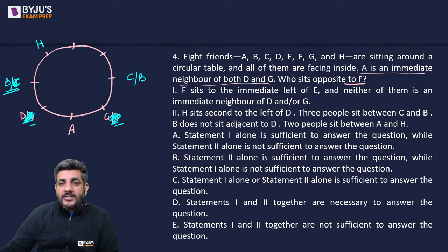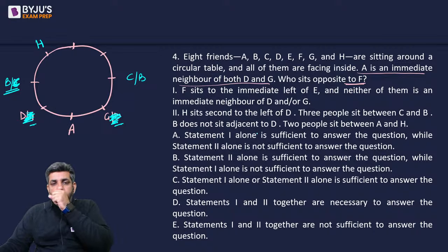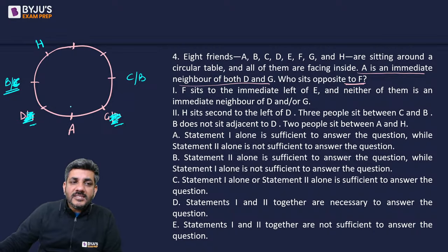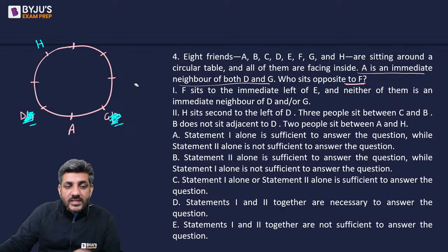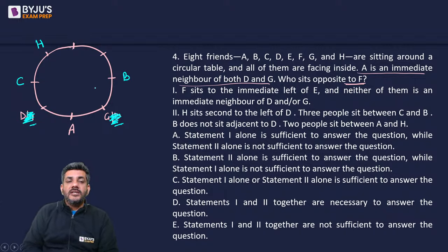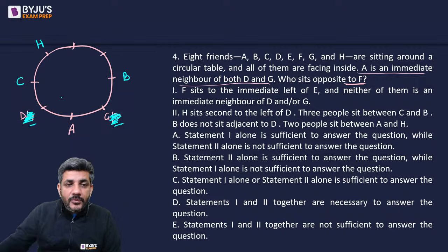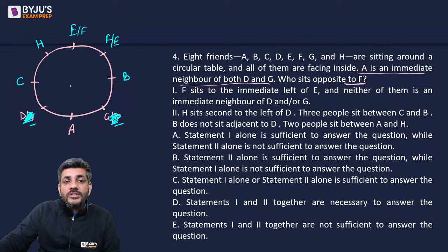And he says B does not sit adjacent to D. B is not adjacent to D, तो इसका मतलब B यहां नहीं हो सकता. तो अगर B यहां नहीं हो सकता, so let me just make it once again that C would be here and B would be here because B cannot sit adjacent to D. Two people sit between A and H, which is already there. Now these two positions are for E and F. But the question is that who sits opposite to F?